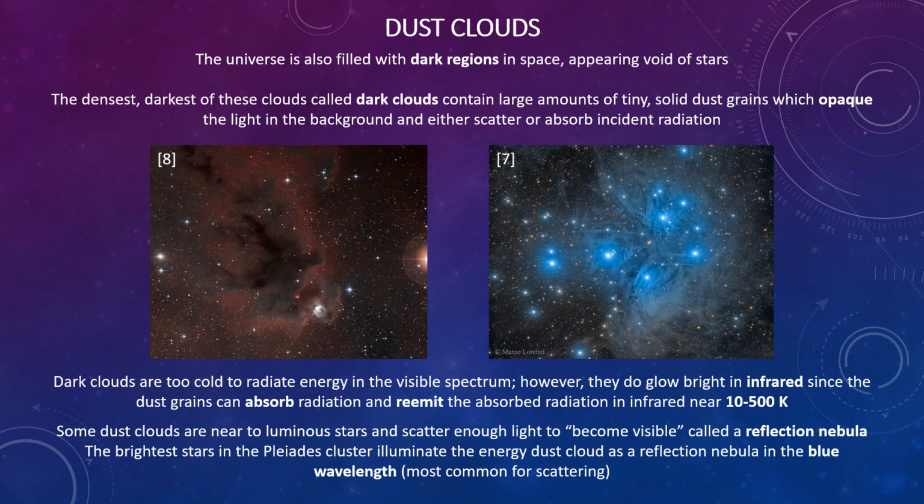The densest, darkest of these clouds are called dark clouds because they contain large amounts of tiny solid dust grains, which become opaque to light in the background because they either scatter or absorb that incident radiation. Dark clouds are too cold to radiate energy in the visible spectrum. However, they do glow very bright in the infrared, since dust grains can absorb radiation and re-emit the absorbed radiation in the infrared at about 10 to 500 Kelvin.